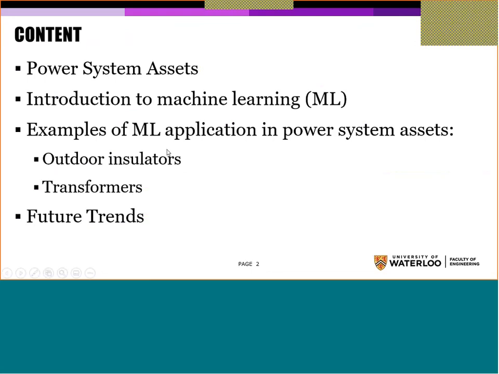So I will be giving two examples. Some of the examples will be related to outdoor insulators. For outdoor insulators, we will talk briefly about what their problems are, and then we will try to use machine learning with detection techniques to discover those problems. Then we'll talk about transformers the same way. And then I will end my lecture by highlighting some of the future trends of where this line of research is going.